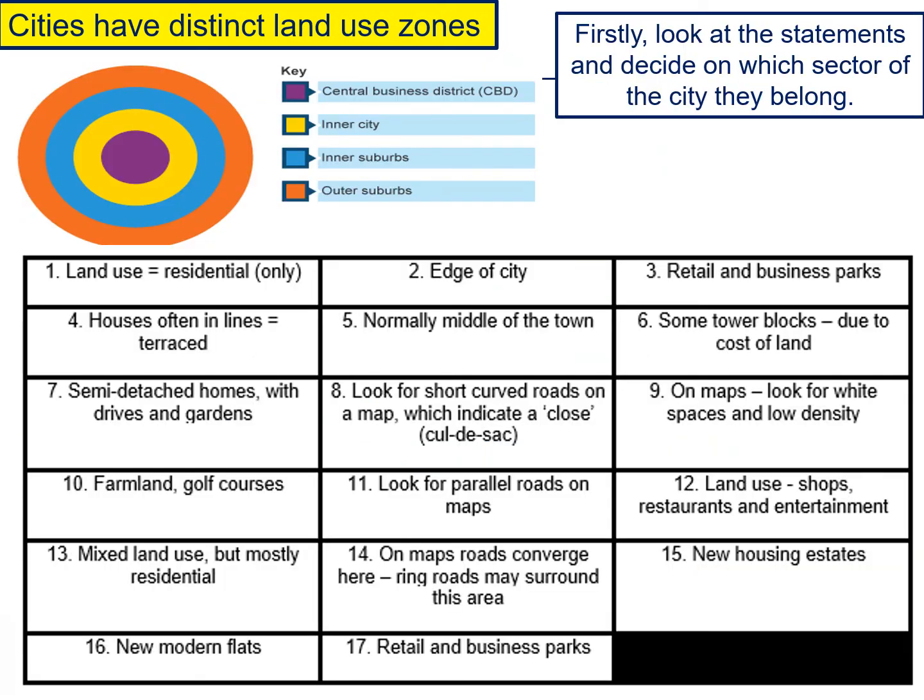What I'd like you to do now is have a look at these statements in the table. I want you to decide which part of the city they belong to. So do they belong in the CBD, inner city, suburbs, outer suburbs, or rural urban fringe? Excuse my writing. All right, so where do they belong? Give yourself about 10 minutes to write out these statements and then write where they go. You'll need these statements in a minute, so I suggest writing them out in full.